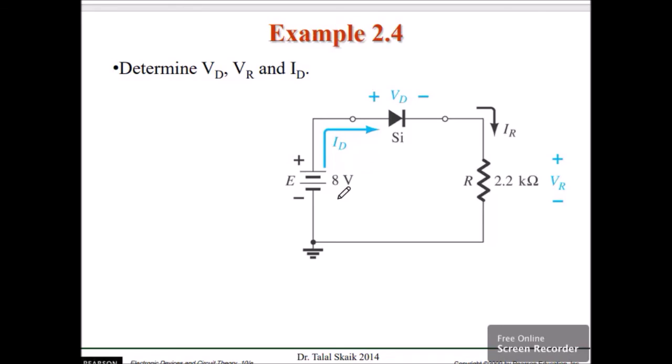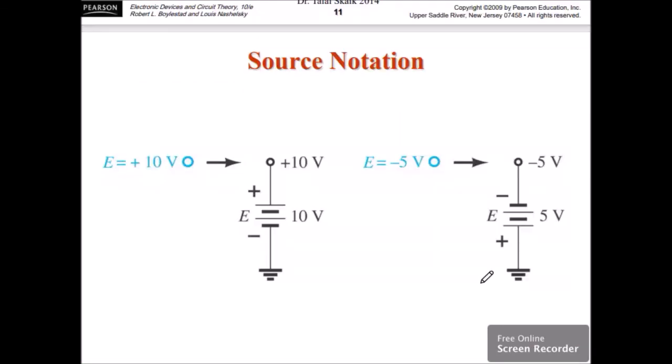So, I'm gonna insert video here on how to solve example 2.4 and the rest of the examples for series diode configuration because it's hard to solve on this using mouse. Okay? Before that, source notation muna tayo.